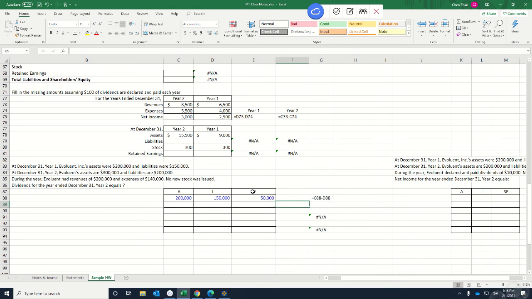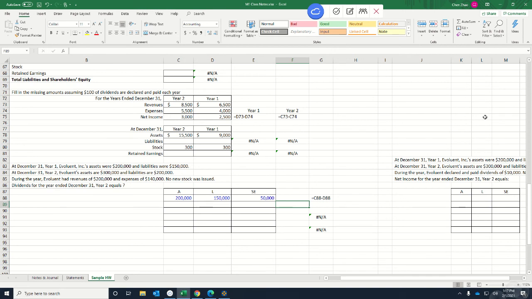And then we want to figure out what is the SE for the new year. For SE, do you remember? If there's no stock issued, no stock change, then the change in shareholders' equity will be equal to the change in retained earnings. Does that make sense? If there's no change in stock, then the change in SE will be determined by the change in retained earnings. So let's figure out how retained earnings changed.